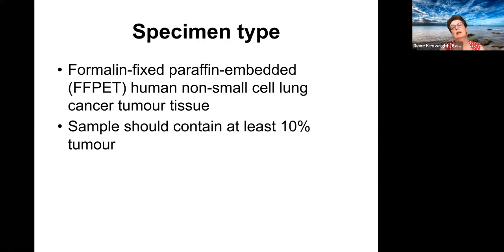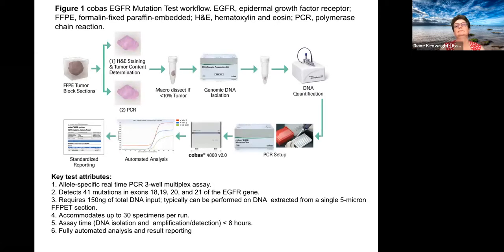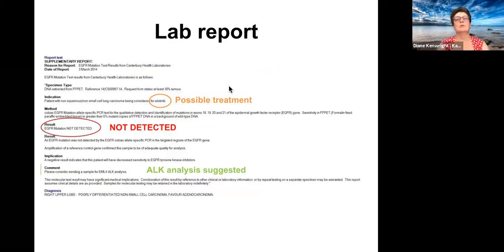So we can do that on formalin fixed paraffin embedded tumor, which contains at least 10% tumor. So that is the limitation of detection. I'm going to show you the lab report. So we have EGFR mutation not detected on this patient. So that means that presuming 10% of the tumor was submitted, within that limited range of mutations that are the commonest mutations, it wasn't detected.